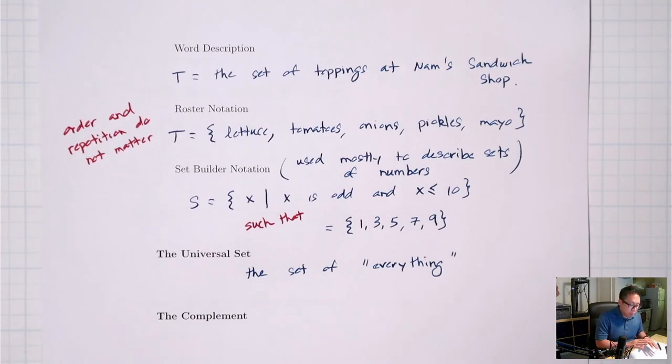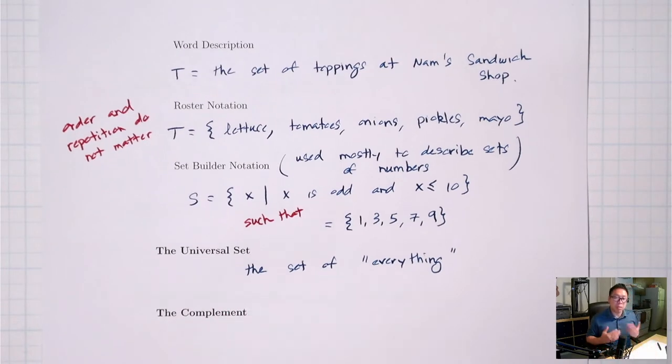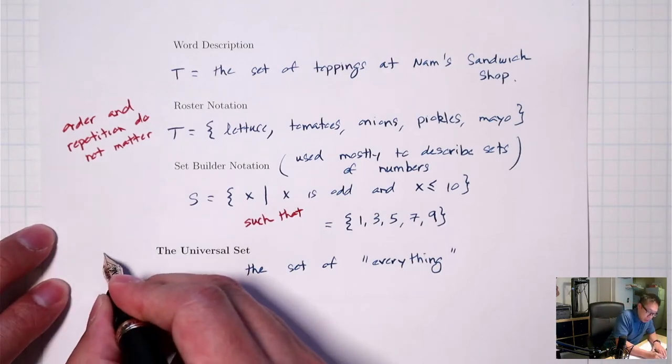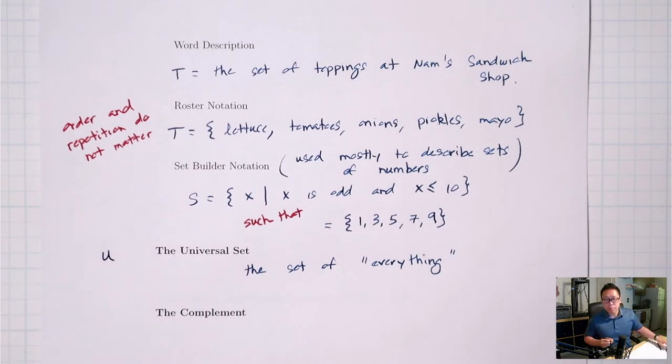So the word everything means something different in each scenario, which is why in all of our questions, we're going to start off by defining what the universal set is. And the symbol I'm going to use is usually going to be U. So U for universe, universal set. And this just establishes so that we all agree on what we mean by everything.